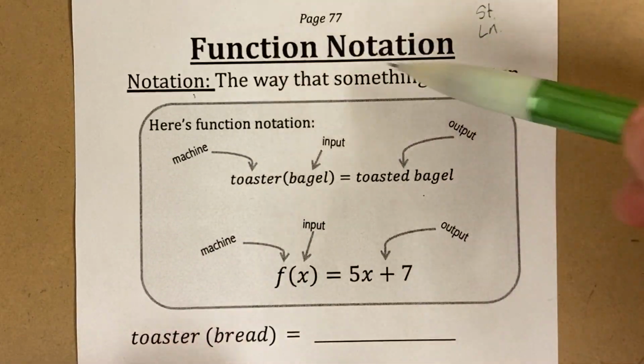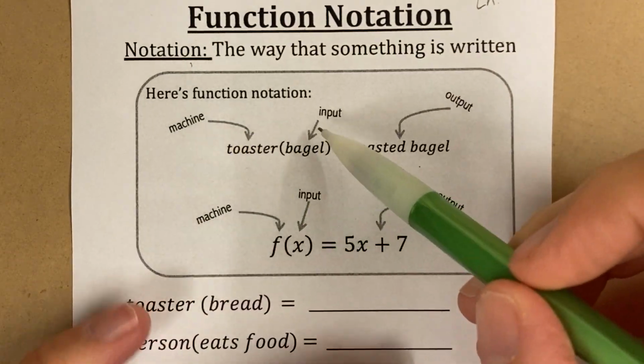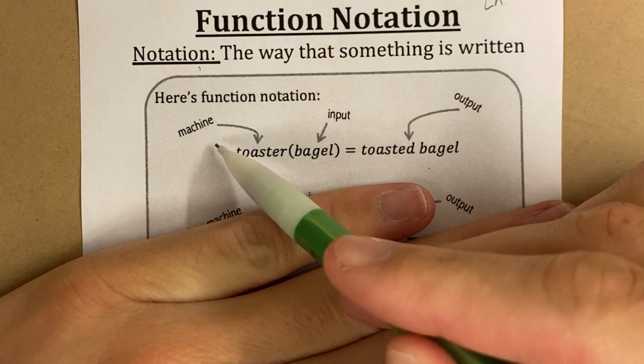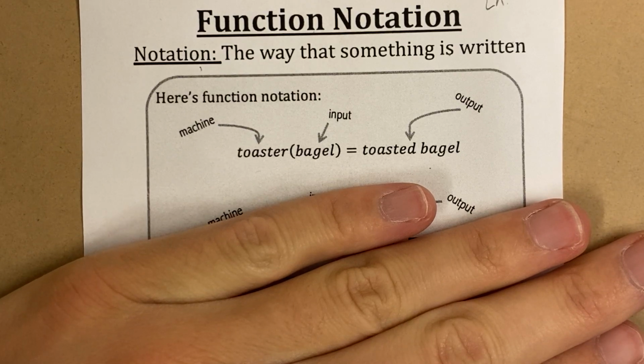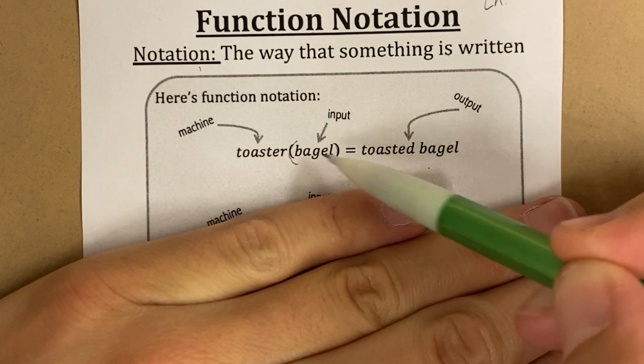So function notation is the way that functions are written. Okay, now here is what it looks like. There's the name of the function, right? We talked about functions being like machines. So there's the name of the function. In this case, let's say the machine is a toaster, right? And then there's the input. We put the input in parentheses next to it.